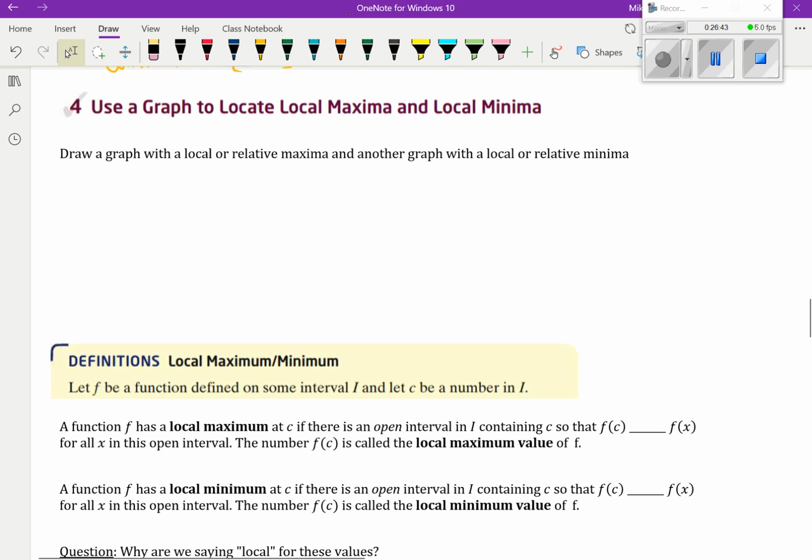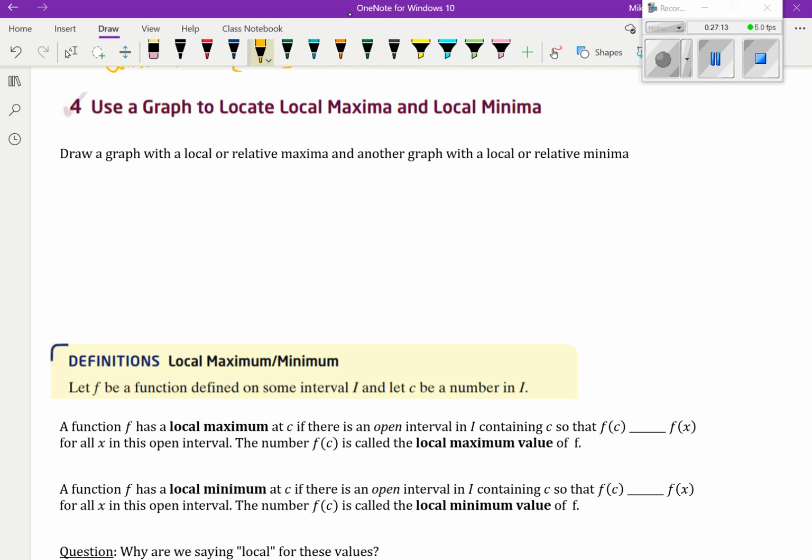Let's take a look at concept number 4. What is our objective here? Objective number 4. Use a graph to locate local maxima and local minima values. So one of the things I've got set up here is, can we draw a graph with a local or relative maxima and another graph with a local or relative minima? Okay, and we have our definition underneath here. It says, let f be a function defined on some interval I, and let c be a number in I.